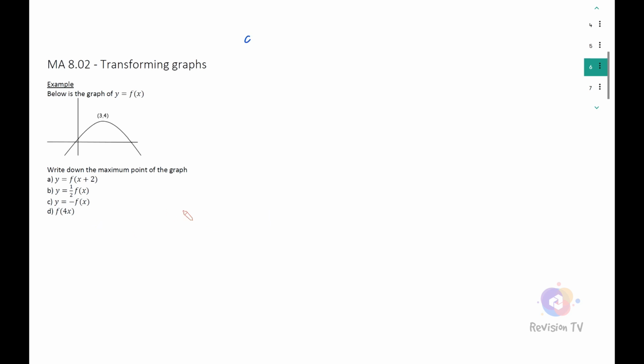Part A, f of x plus 2. So hopefully you'll be able to tell me what it is. Plus 2 inside means we move left by 2, or technically translation -2, 0 like this. So it means move the graph to left by 2. So that point 3, 4 will now become 1, 4. And that will be our final answer.